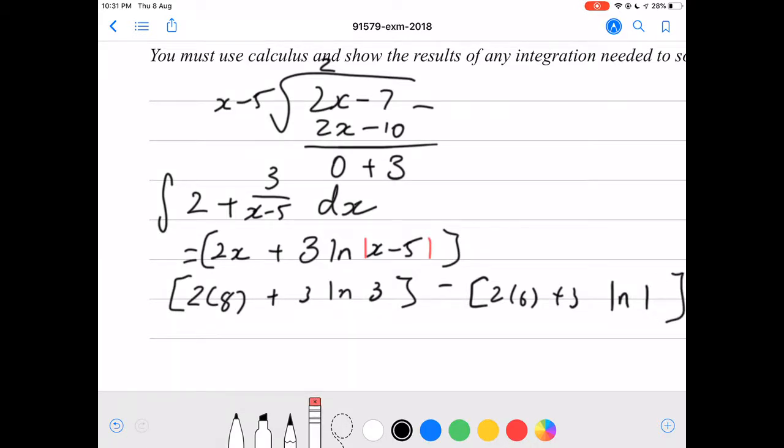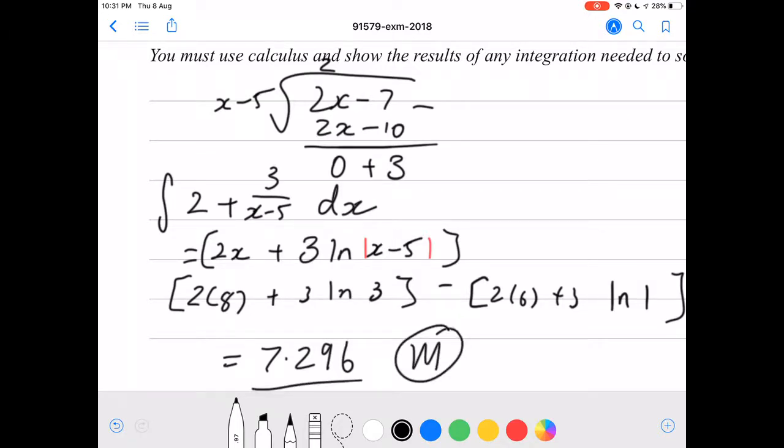Once again, it's just based on some calculation work here. If you plug this into a calculator, you should get your answer as 7.296 as your final answer. And this is a merit question, and to get an achieved grade, you're looking for a correct integration. So up to here is an achieved grade.